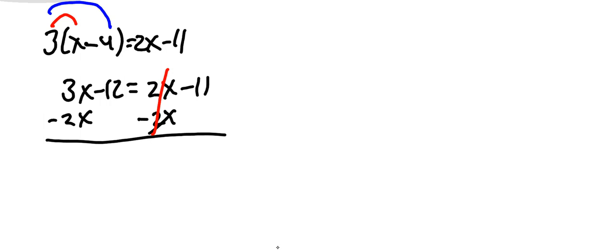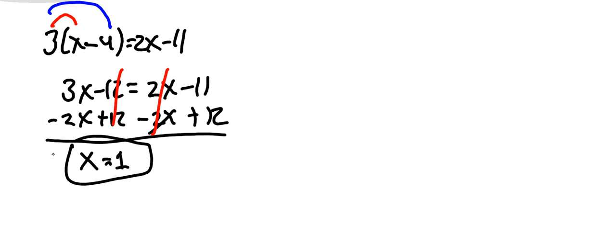So now we have to deal with the numbers, but we can't subtract the numbers from the same side. We have to do the other side. So if we add 12 on both sides, negative 12 plus 12 is 0. So now we cancel out two things. Now we just have to simplify. 3x minus 2x is just x. x is equal to, well, negative 11 plus 12 is 1. So that's the answer there.